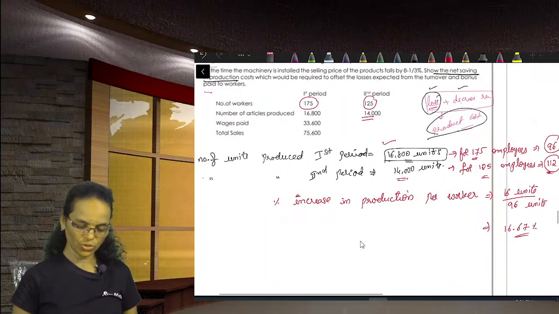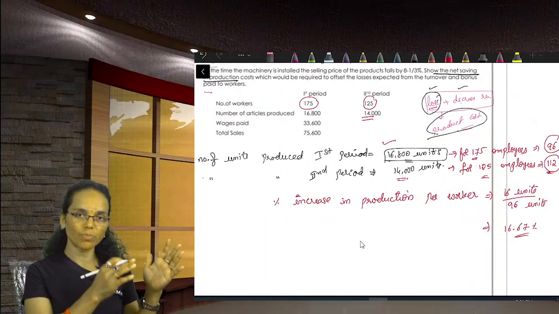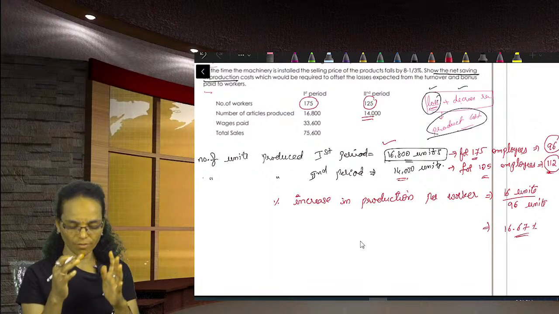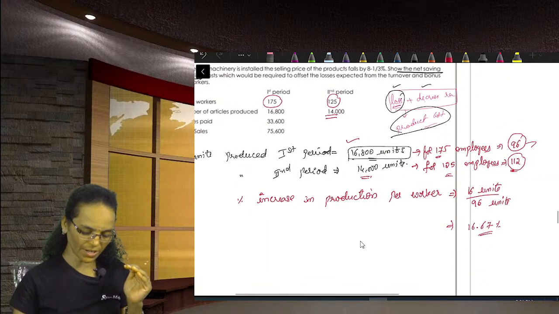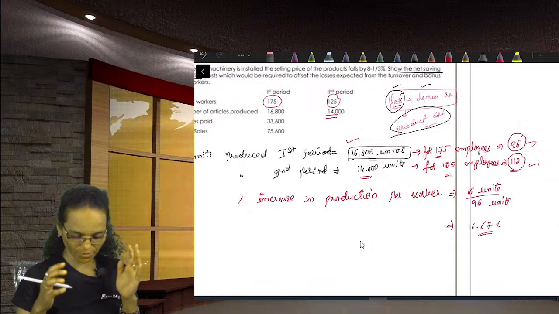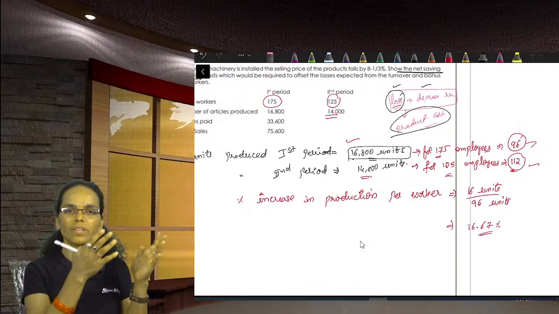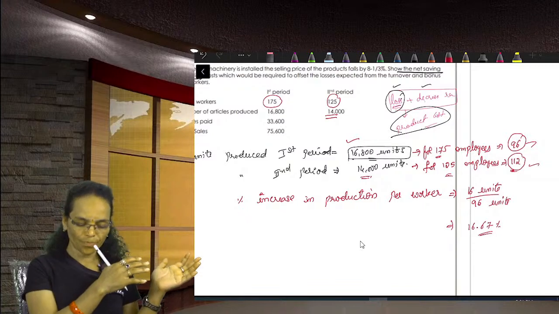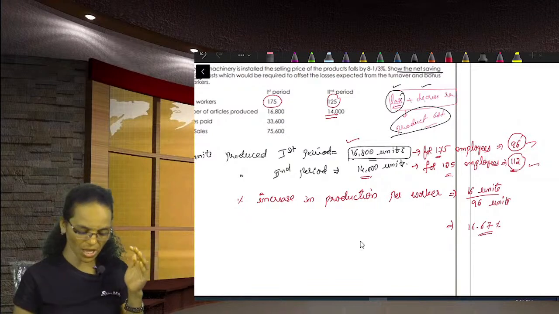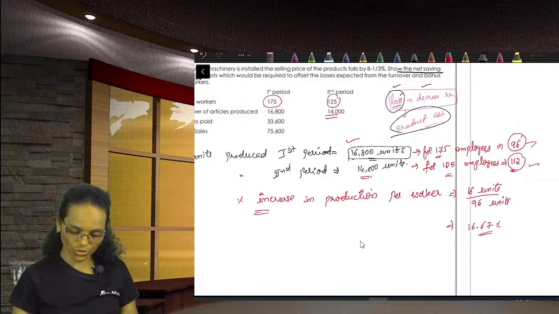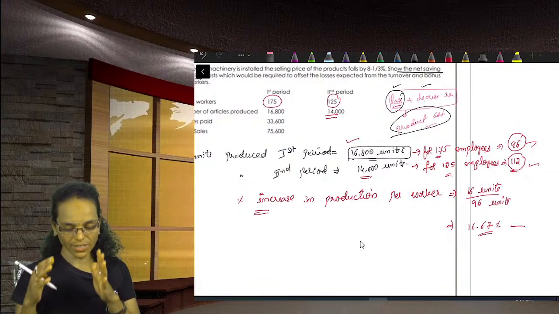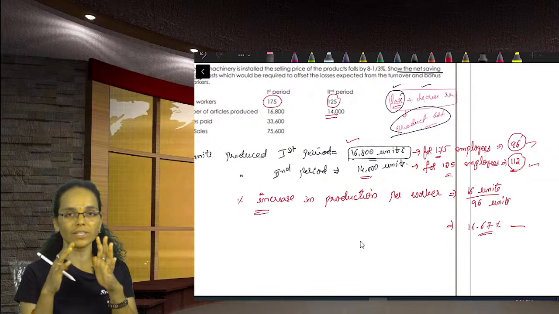Okay. So we have seen how many units were produced in the first period when the number of employees was this much, and in the second period when the number of employees is this much. We have compared the previous period, before installing the machinery, with after installing the machinery. What is the increase in the production we have also seen, that is a 16.67 percent increase in the production.